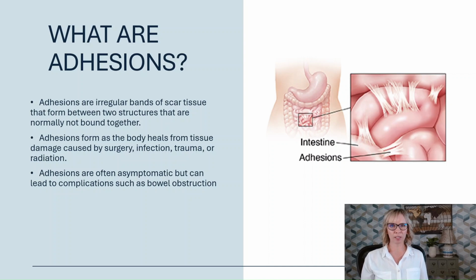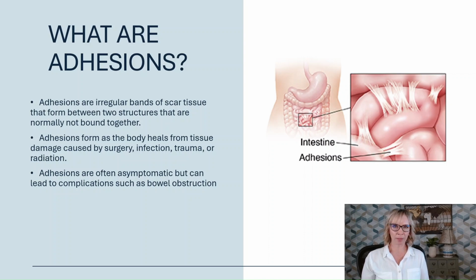Adhesions are fibrous bands of scar tissue that form as the body heals from tissue damage, which might be caused by surgery, injury, trauma, or radiation, and they're most commonly found in the abdomen and pelvis. Normally, internal tissues and organs have smooth surfaces that allow for easy movement within the body. However, adhesions disrupt this natural movement by causing tissues and organs to adhere to one another.